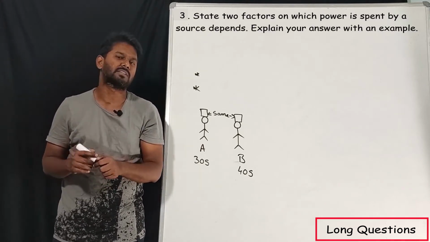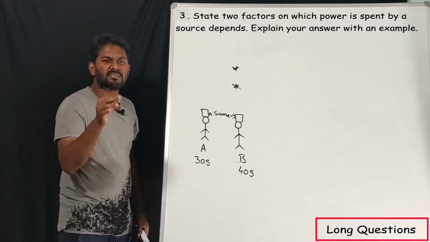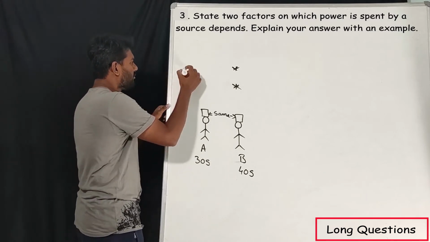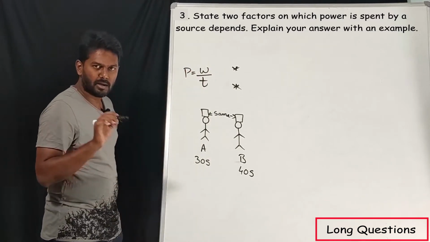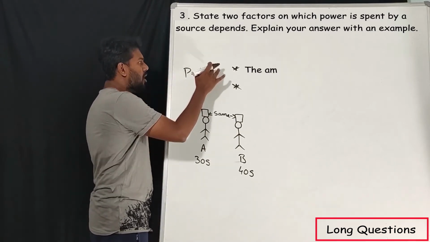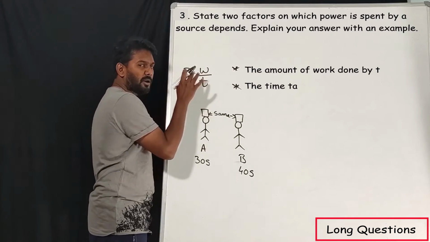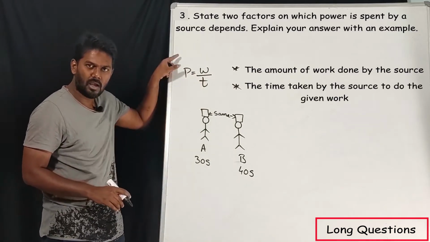State two factors on which power spent by a source depends. Explain your answer with an example. Very simple question. Listen. First thing, we have to write the factors affecting power, correct? What is the formula for power? Power is equal to W divided by T, correct? So these are the two factors affecting the power. What is that? Work done, then time taken to complete that work. Those are the two factors affecting power.